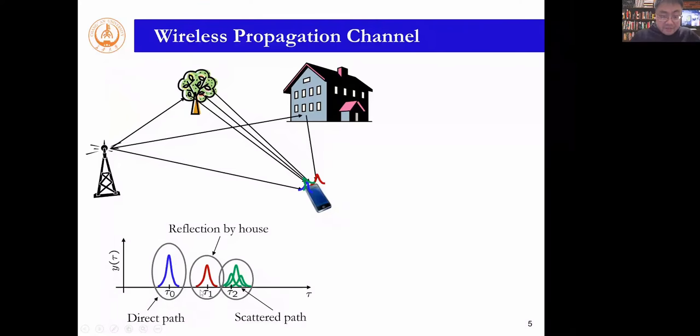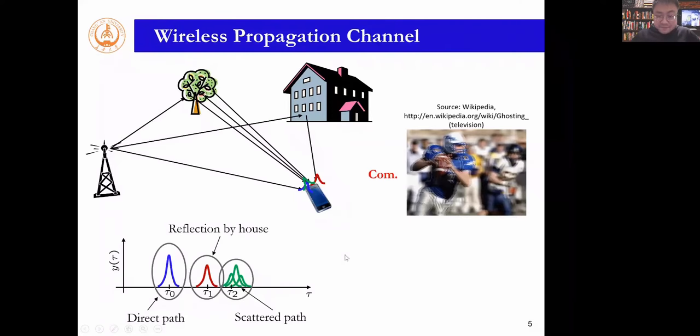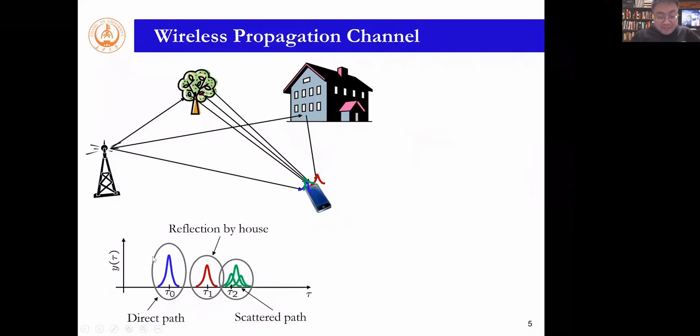And as for the trees, because trees are huge and large, right, and the surface is irregular, we have a bunch of scattered paths. They arrived at the receiver at different times. So if we have a system with a sufficiently large bandwidth, then we can separate all these signals, because we can see the three copies of the signals in the delay domain. And this is also called the multipath effect.